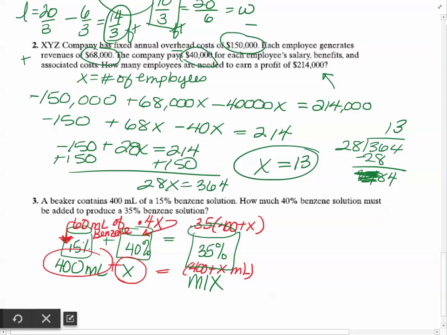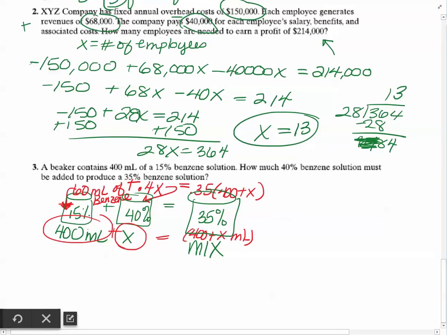So the amount of benzene in here plus the amount of benzene in here has to be the amount of benzene in the total. So we get this equation. 60 plus 0.4x equals 0.35 times 400 plus x. I'll leave that to you to solve it.